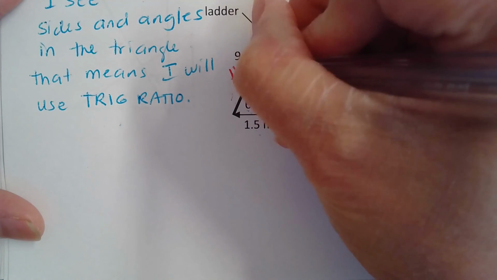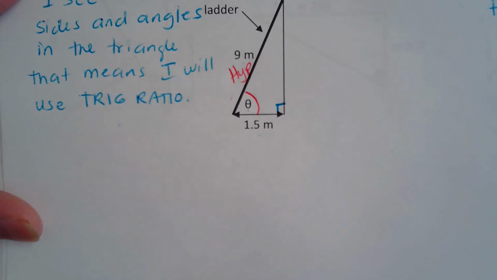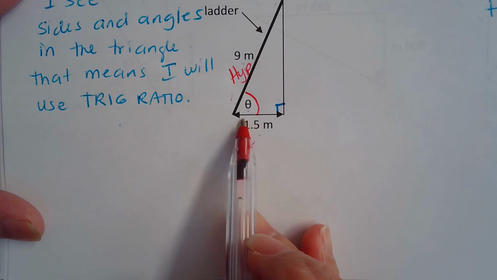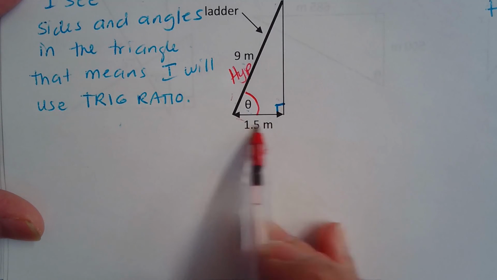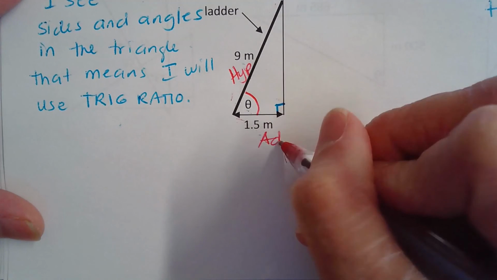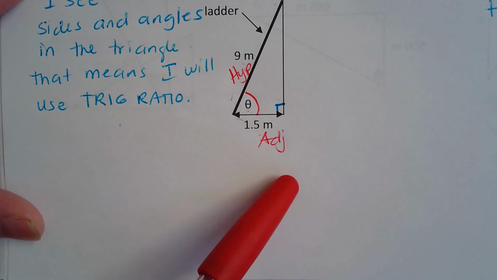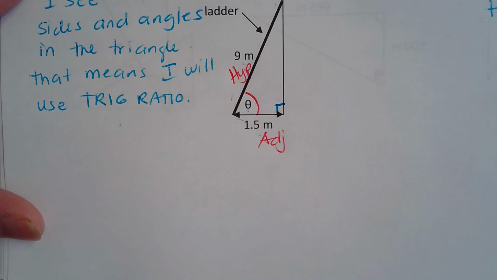Now let's see. What do you call this side where the ladder is? Hypotenuse, right? Perfect. Hypotenuse, because it's right across the 90-degree angle. Good. Now what do you call this side? Adjacent. Yep. So now we ask ourselves, I know that's hypotenuse, I know that this is adjacent, and I know that's theta. Now which trig ratio are we going to use? So take a look at your formula sheet.